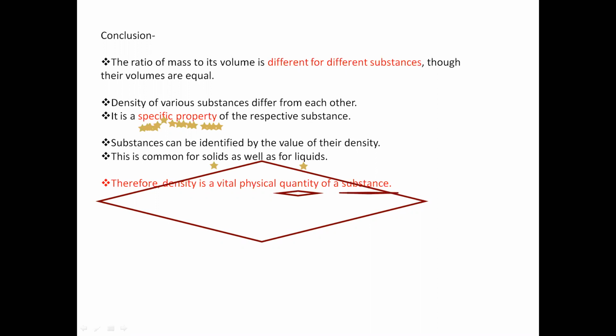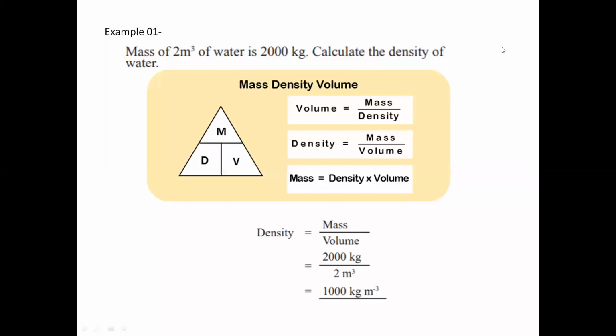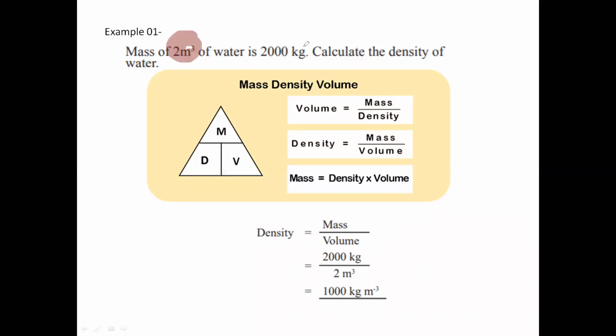Vital physical quantity of a substance. Okay, then we'll move to a calculation. Here, you are given that the mass of 2 cubic meters of water is 2000 kilograms. Calculate the density of water. Here they are asking only for the density.